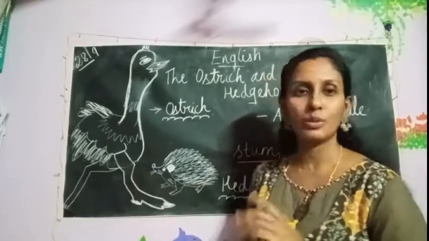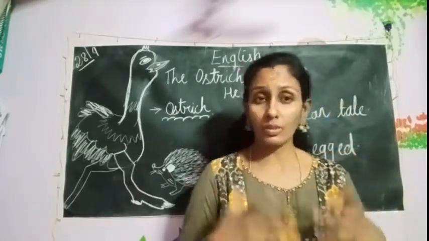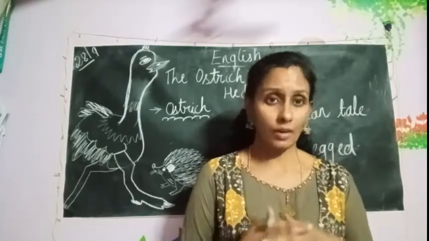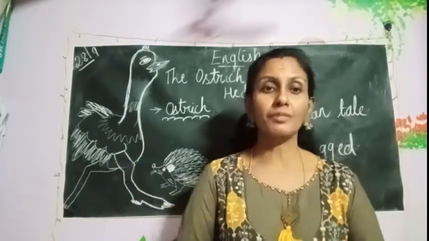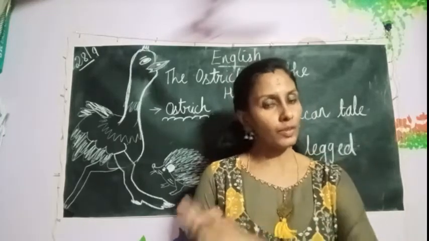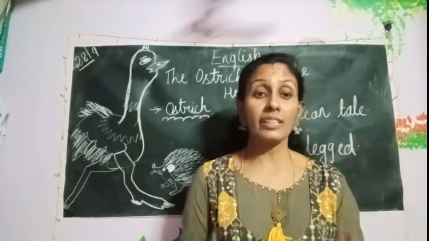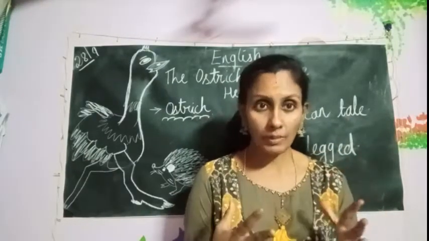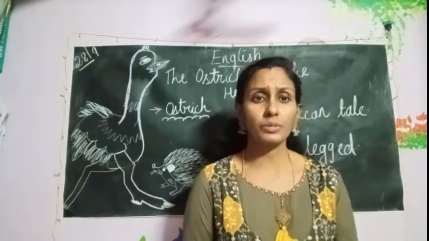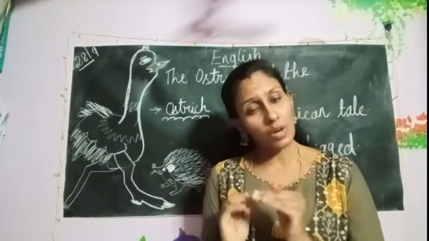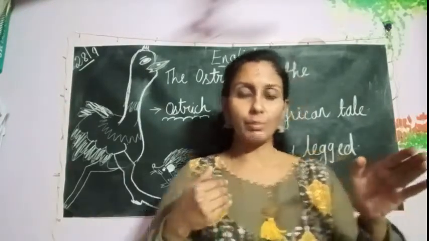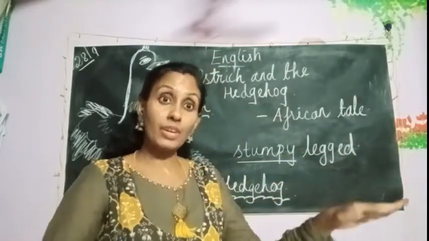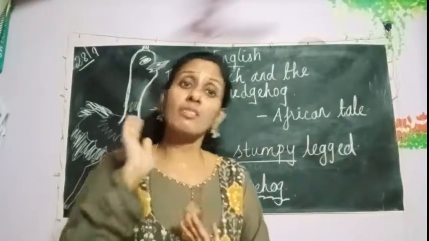The ostrich is a bird, and we all know it's a flightless bird. What is flightless? This bird cannot fly, so it is called a flightless bird. But the plus point of the ostrich is that it has very long, very strong legs. They can run very fast because the steps they take are very big, one leg, then the other leg. So they can run very fast.